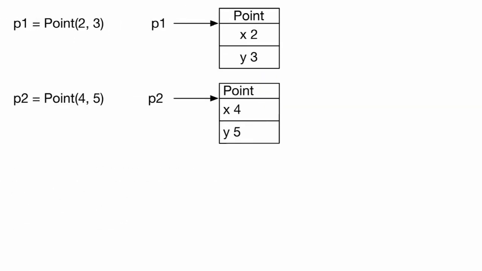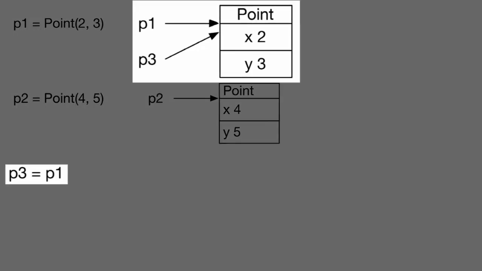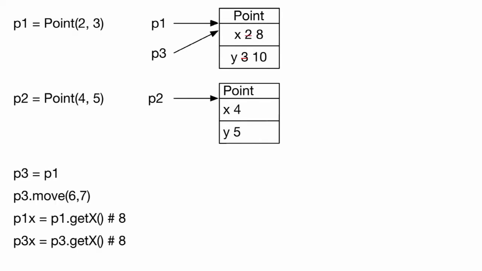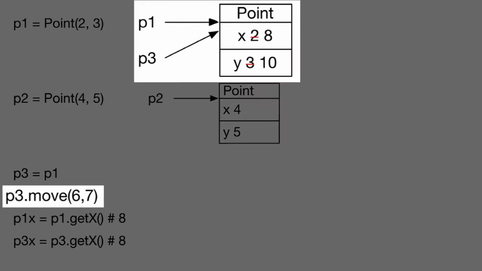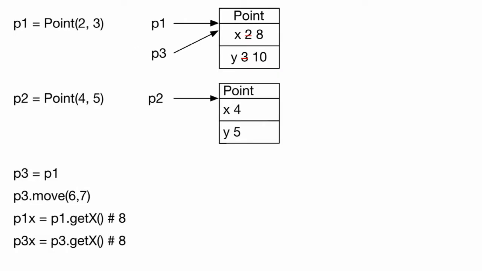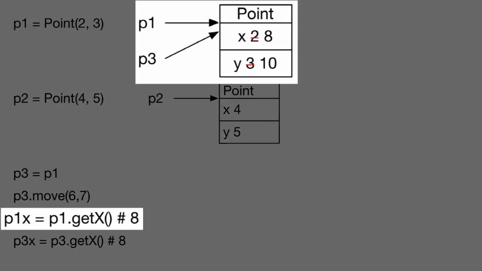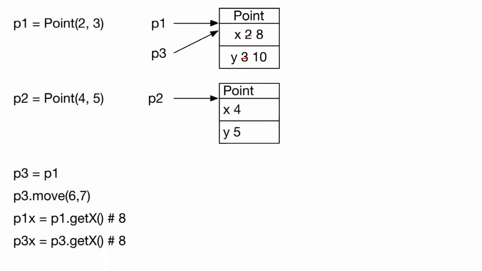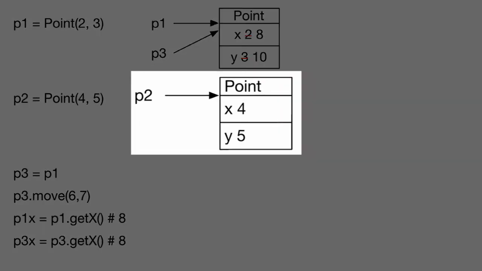Let's do another example starting with the same points. This time we'll assign p3 equals p1. As you recall from the earlier videos, when you assign one variable to another, both variables refer to the same data. This does not create a new point. Instead, we have 2 different variable names that both refer to the same point object. Now if we call the move method with p3, that object is changed. Since p1 refers to the same object, if we ask for p1's x coordinate, we get back the updated value of 8, as we would if we call it with p3.getX. p2.getX would still return 4.